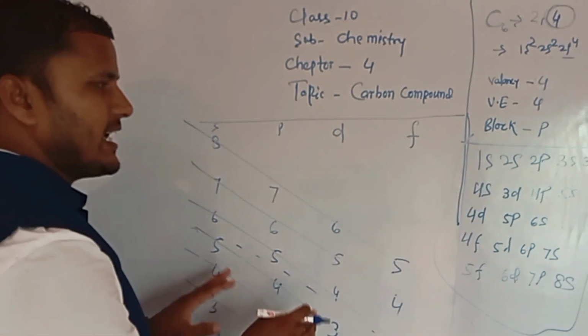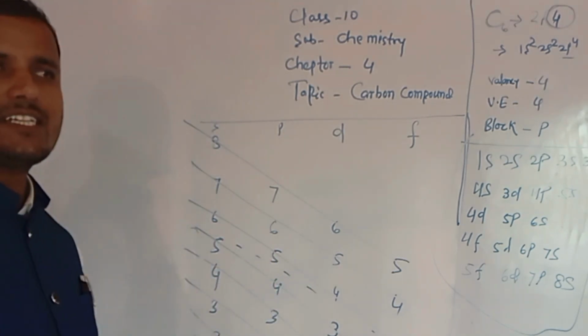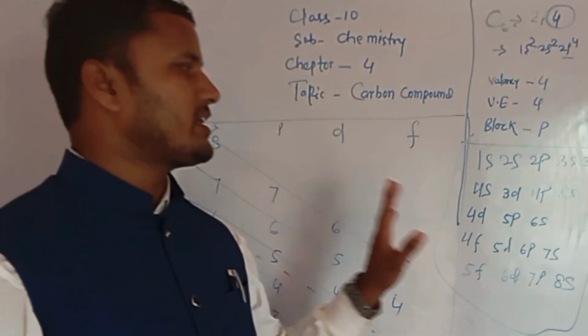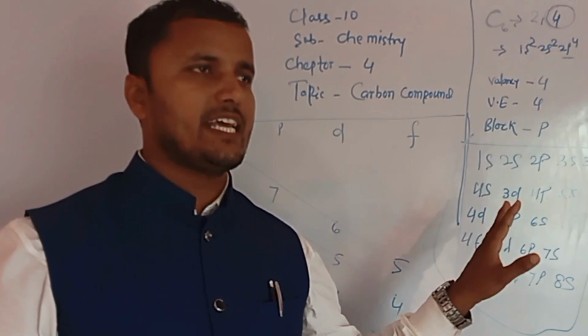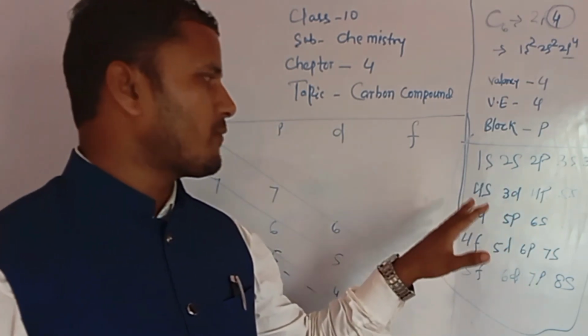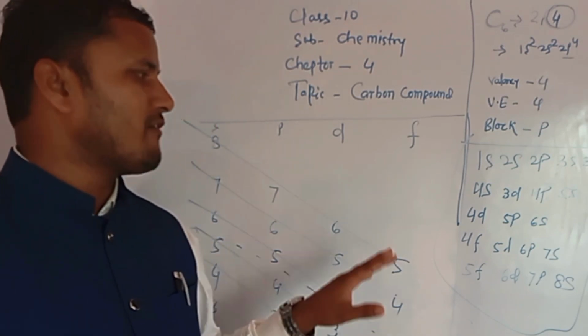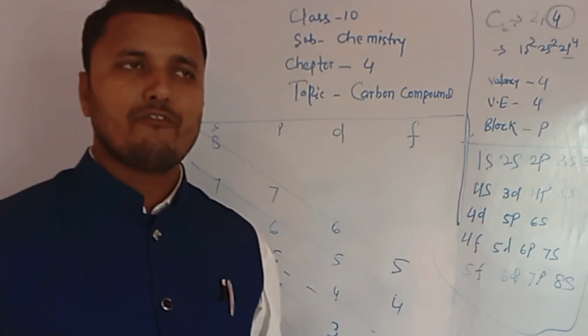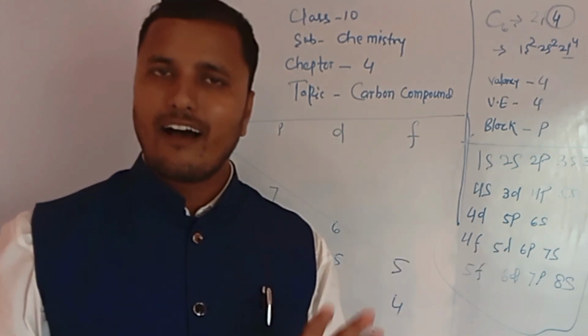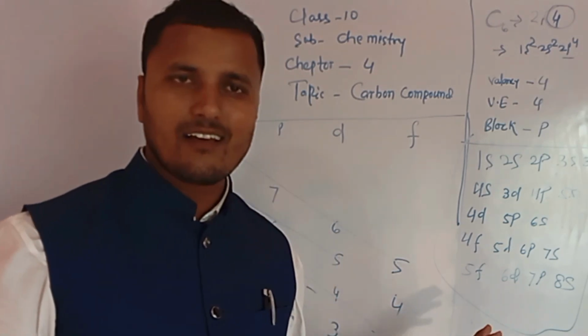And after that, when we understand it, then we have to remember it. 1s, 2s, 2p, 3s, 3p, 4s, 3d, 4p, 5s, 4d, 5p, 6s, 4f, 5d, 6p, 7s, 5f, 6d, 7p, 8s. It is clear?